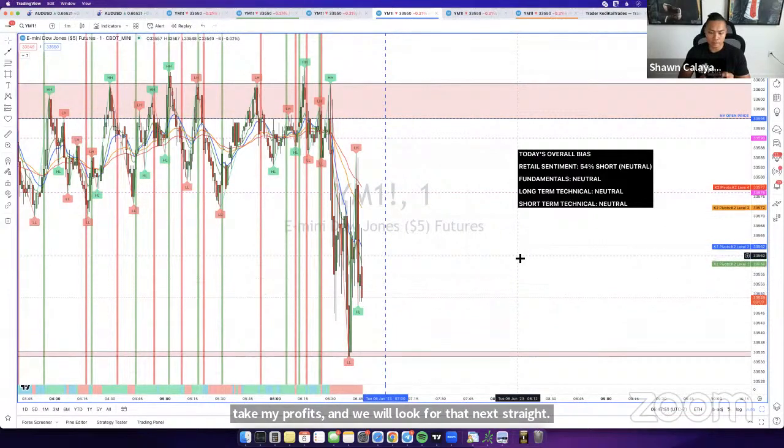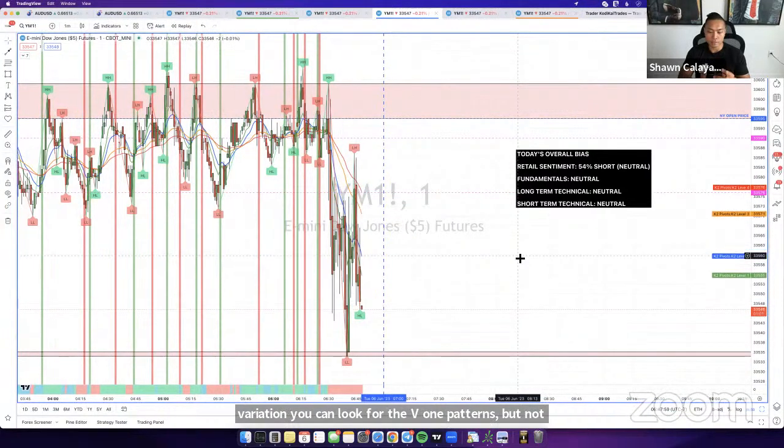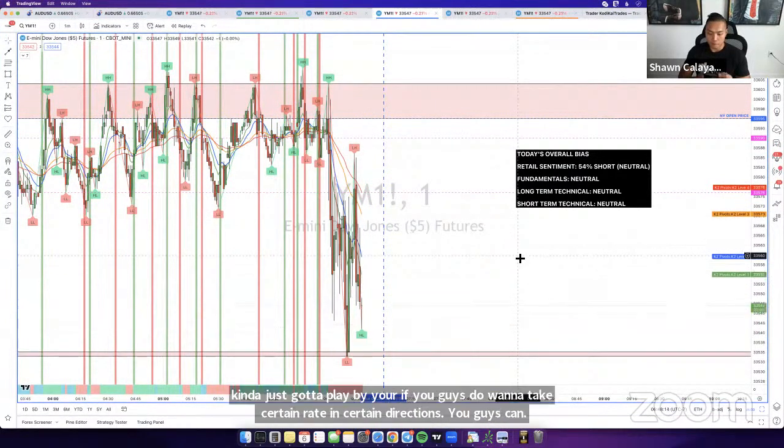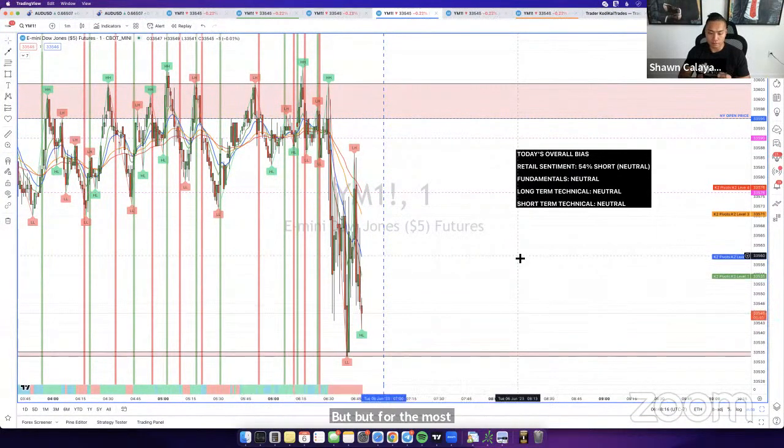Yeah, so there's no bias right now. Since there's no bias, you can't really look for any V1 variations. You can look for the V1 patterns, but not necessarily any actual official entries using that strategy, because the first criteria for that strategy is to confirm the overall bias. Since there's no overall bias, you kind of just got to play by ear. If you guys do want to take certain trades in certain directions, you can, but for the most part, they're not going to be available right now.